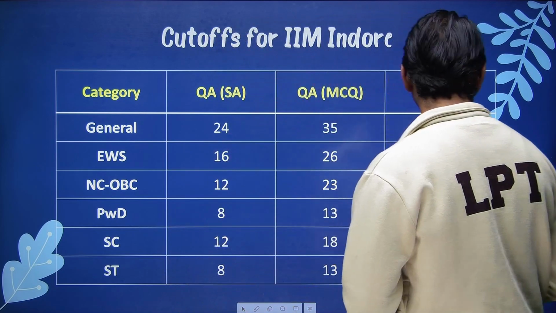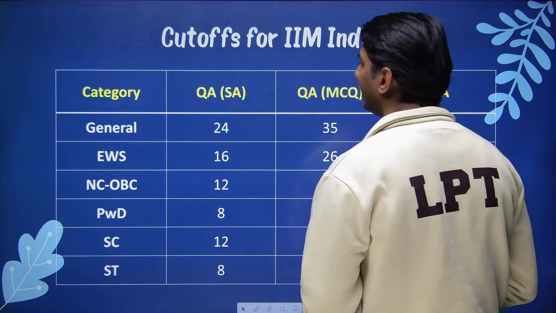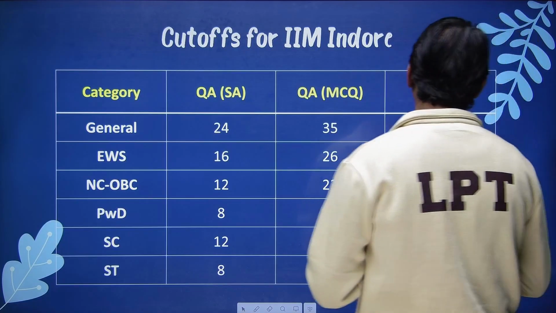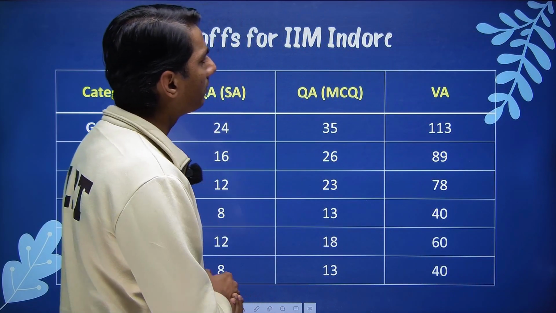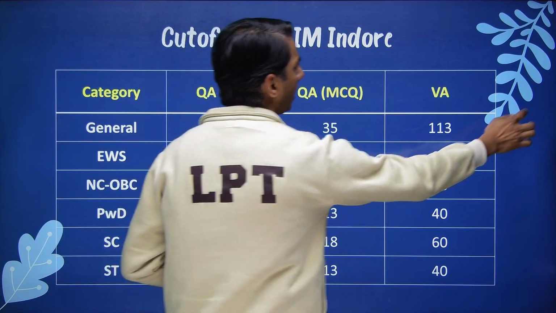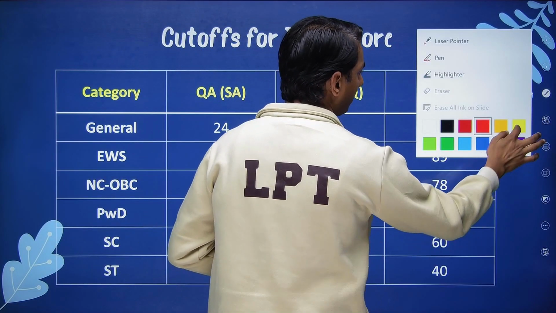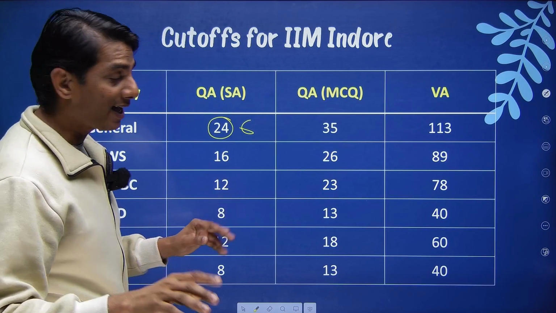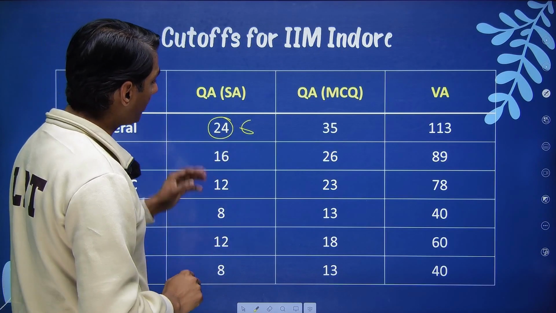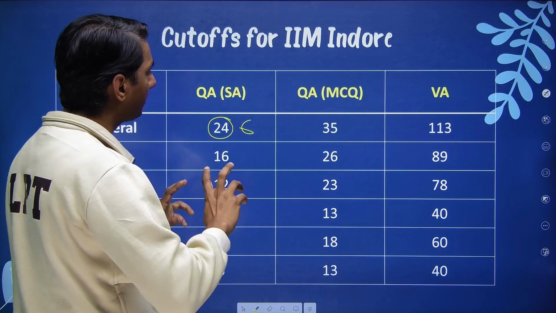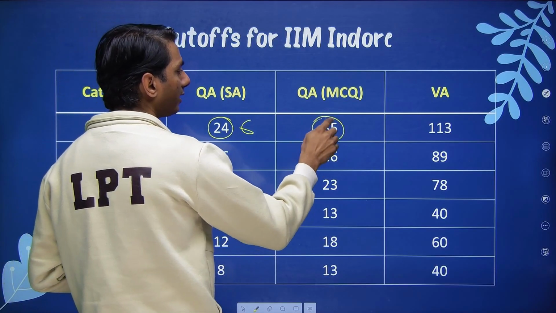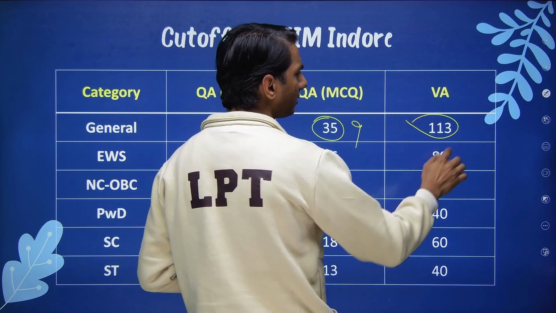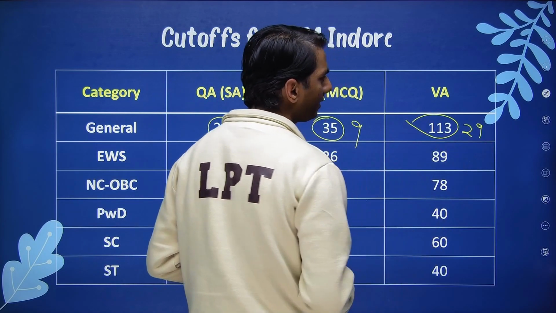If you see, the sectional cutoff in the general category is 24 marks in the short answer section, 35 marks in the MCQ and 113 marks in the verbal ability section. So that makes approximately, if you have 100% accuracy, 24 marks equivalent to attempting 6 correct questions, 35 marks approximately 9 correct questions and 113 marks approximately 29 correct questions.